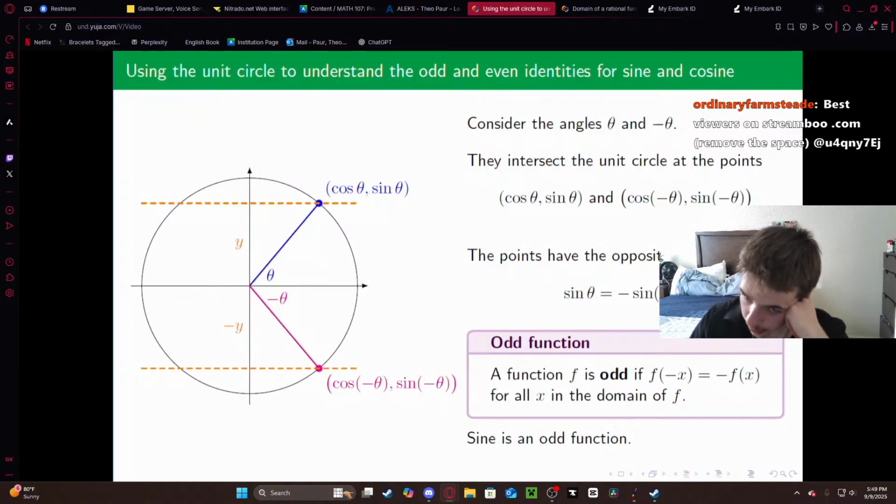Sine of theta equals negative sine of negative theta. Odd. f of negative x is equal to negative f of x. Cool. Sine is an odd function. Great, that's all we have to do for that.